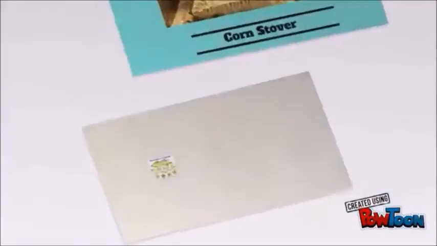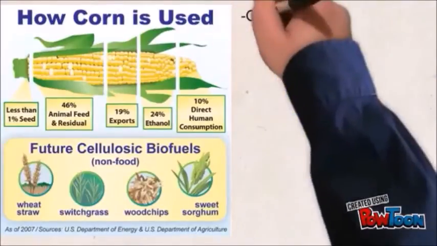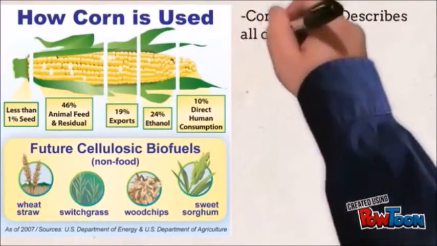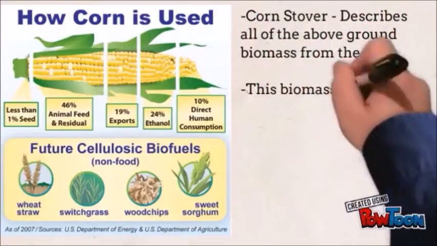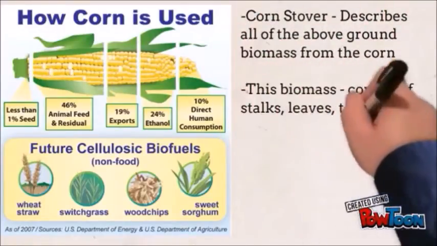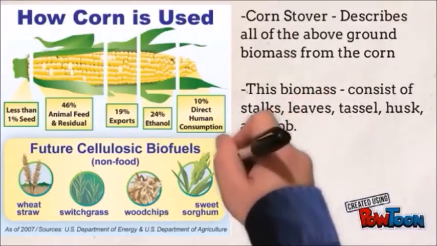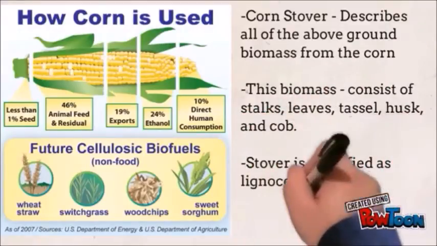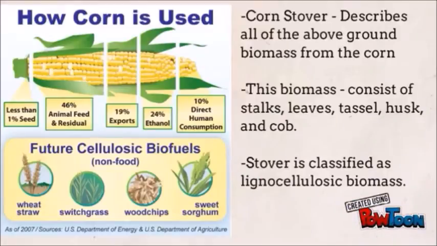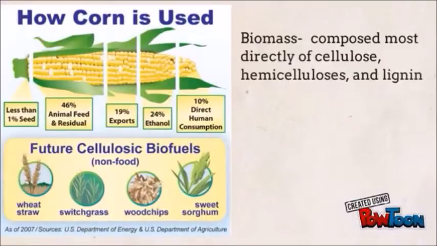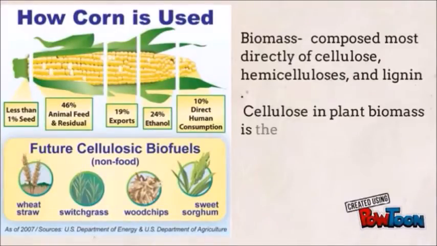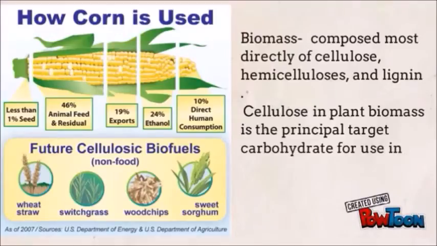Corn stover. Corn stover is described as all of the above-ground biomass from the corn. It consists of stalks, leaves, tassel, husk, and cob. It is classified as lignocellulosic biomass, composed of cellulose, hemicellulose, and lignin.